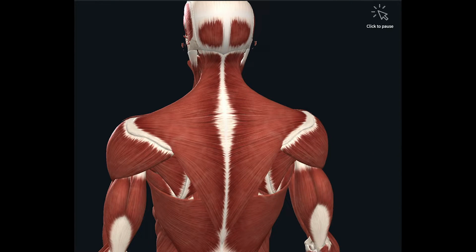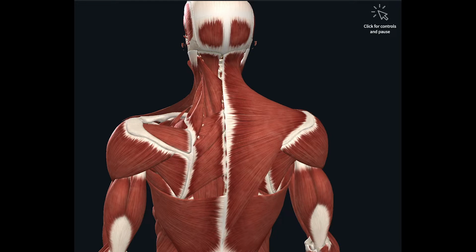The levator scapulae works synergistically, or works together, with the superior fibers of the trapezius to elevate the scapula. So to see the levator scapulae, I need to hide the trapezius muscle. Just underneath, you can see that the levator scapulae, its point of origin will be up in the neck, and its insertion is on the superior angle of the scapula. So when it contracts, it pulls, again, the scapula directly upward.